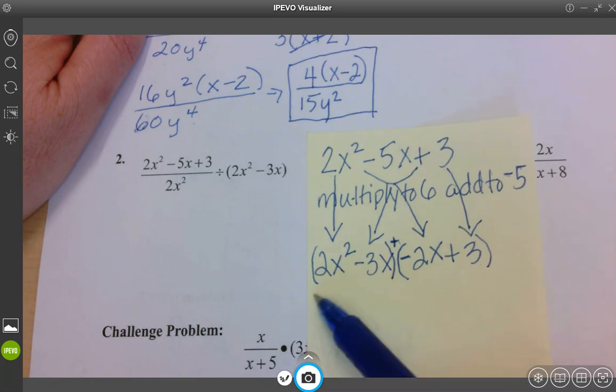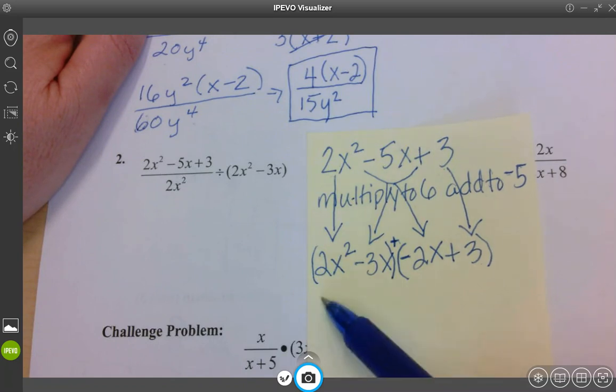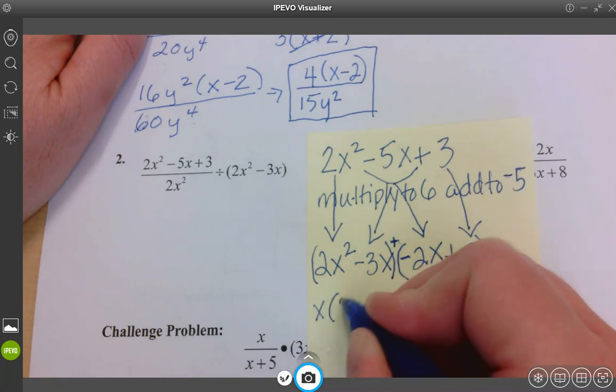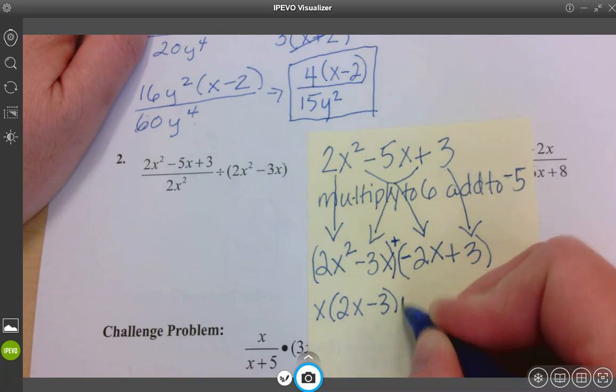So in the first group, what do they have in common? X. Yeah, they both have x, so I'm going to take out the x. And I've got 2x minus 3 when I take that out. Plus.